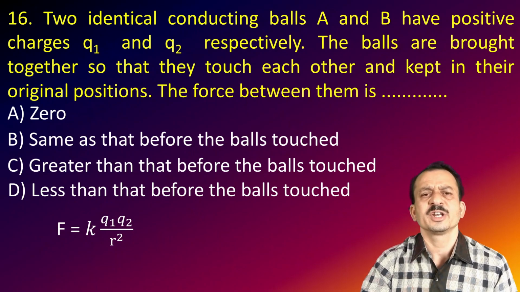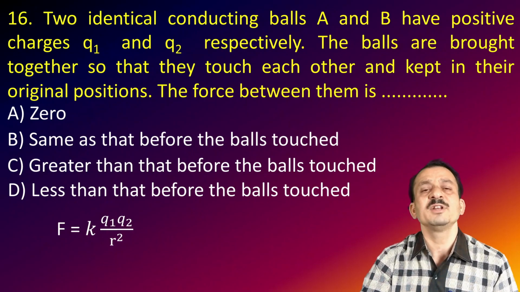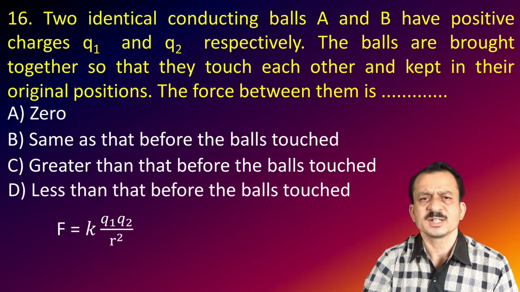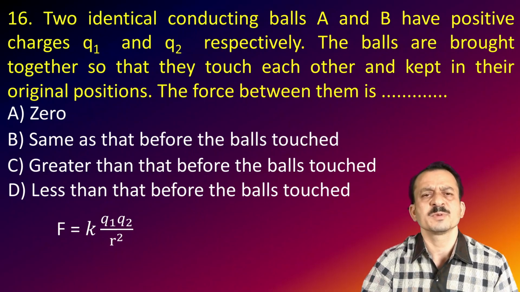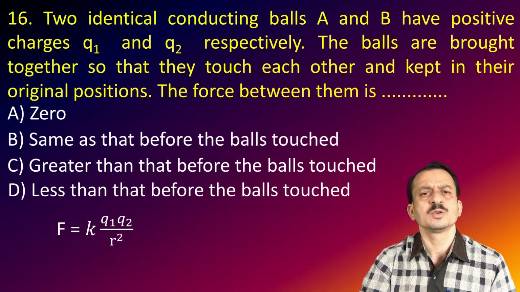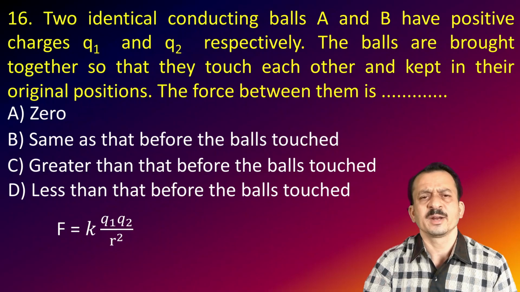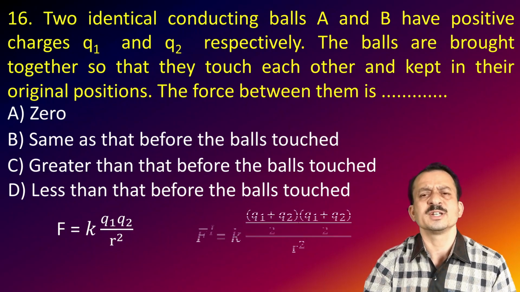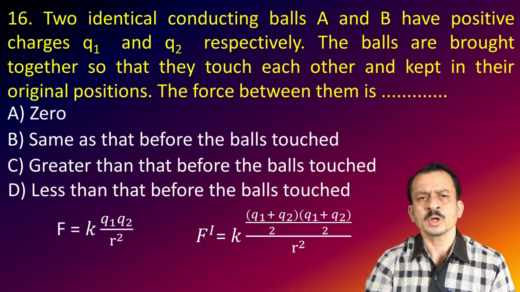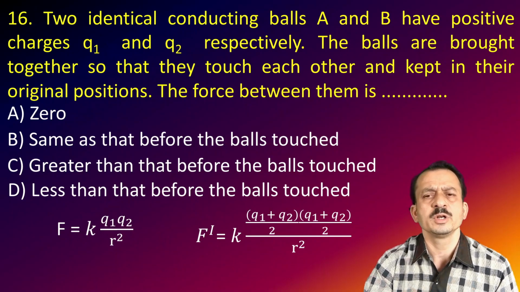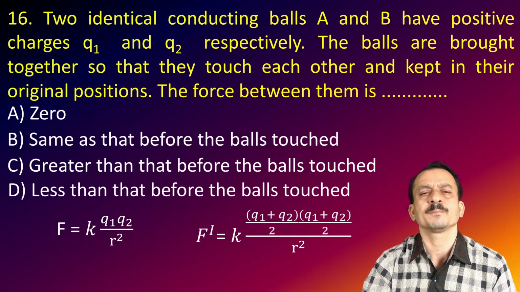Now in the second case, those two balls are brought in contact. What happens? Sharing of charges takes place. Since the two balls are identical, the charges are equally distributed. On one sphere it is Q1 and on the second sphere it is Q2. The total charge becomes Q1 plus Q2, and half of that, Q1 plus Q2 divided by 2, is shared by each sphere. So after contact, when removed and placed at the original distance, the new charge on each sphere is Q1 plus Q2 by 2. Therefore, the new force F dash is equal to K into (Q1 plus Q2 by 2) into (Q1 plus Q2 by 2) divided by the same distance R square.